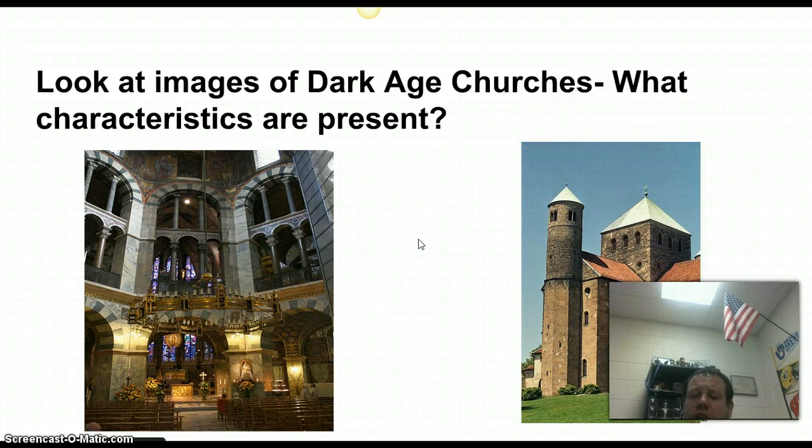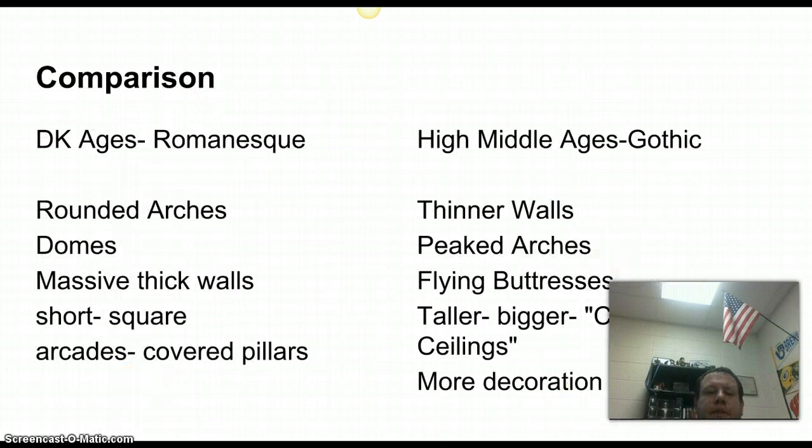Looking at these pictures here, you kind of think to yourself, what architectural elements from Rome and Greece are in here? You might see arches, you might see columns, all those kinds of things. And as we move from the so-called Dark Ages, the early Middle Ages, to the High Middle Ages, later on, we'll see some big differences.